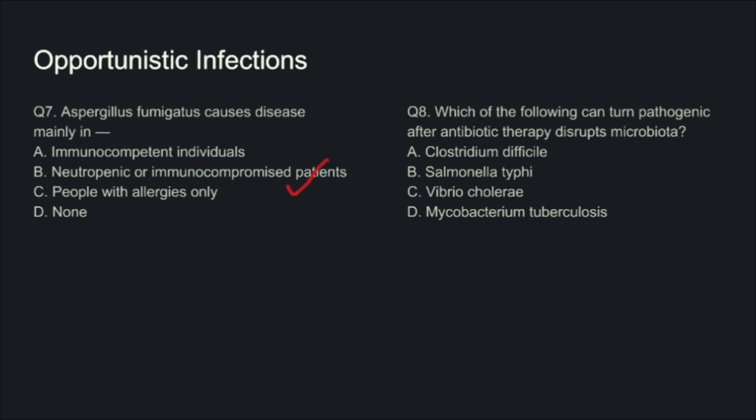Question number 8. Which of the following can turn pathogenic after antibiotic therapy disrupts microbiota? Options are A, Clostridium difficile, B, Salmonella typhi, C, Vibrio cholerae, D, Mycobacterium tuberculosis. So your correct answer for this question is option A, Clostridium difficile.